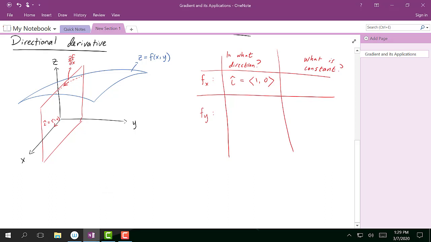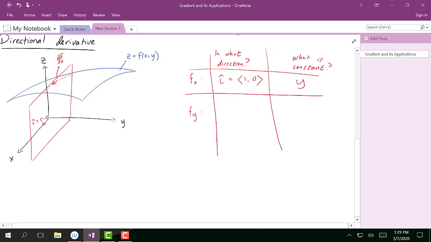So hopefully that makes sense. Kind of just getting the idea of a vector associated with our derivative and just having an idea of a direction is going to be very helpful for us. Now, of course, when we do this derivative, our variable y is going to be constant.